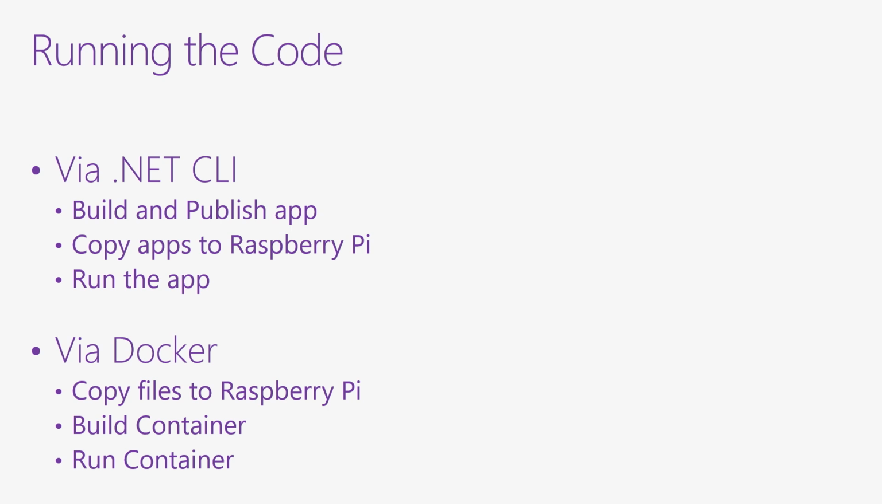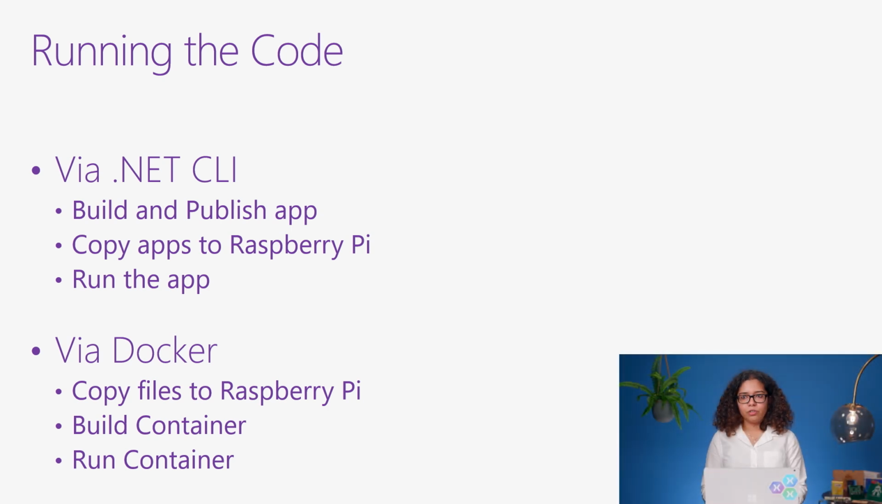The first method will be using the .NET CLI, which means we'll be running and publishing the code on our machine and then copying over the completed app package to the Raspberry Pi and running the app on the Raspberry Pi. The second flow that we're going to use is via Docker. These tiny Raspberry Pis are surprisingly powerful devices and are also Dockerizable. So we will create our code on our machine and copy over the files to the Raspberry Pi. We will build and run the container on the Raspberry Pi itself.